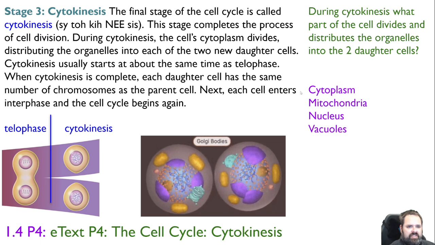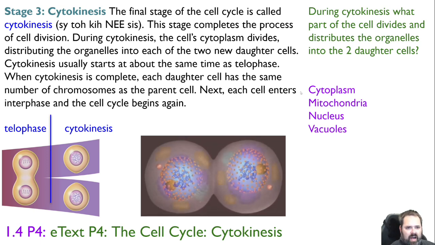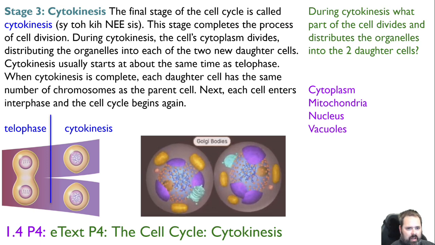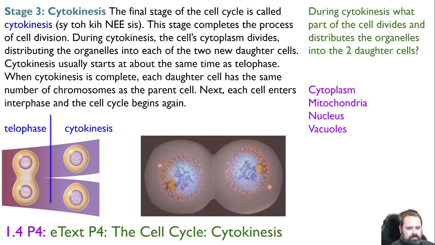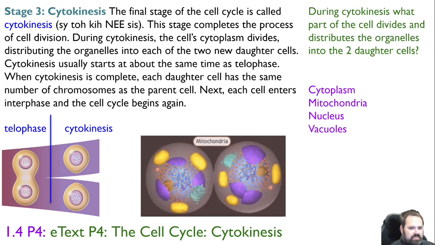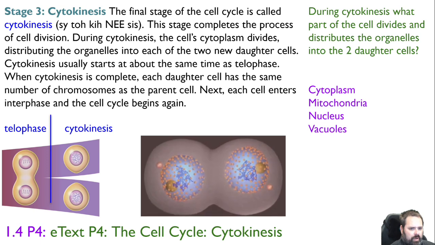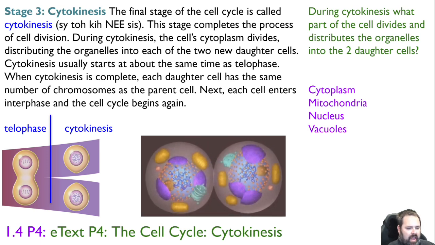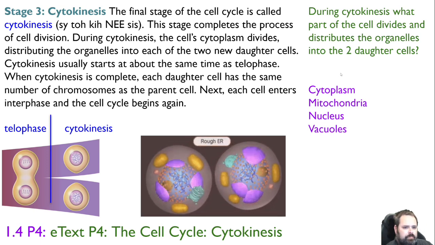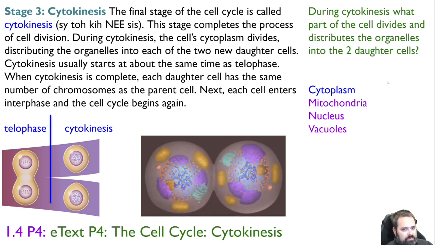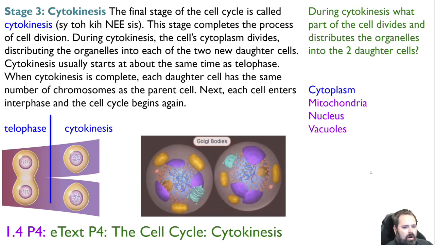During cytokinesis, what part of the cell divides and distributes the organelles into 2 daughter cells? Cytoplasm, mitochondria, the nucleus, or vacuoles? It's the cytoplasm. That's what's dividing up all of the organelles.